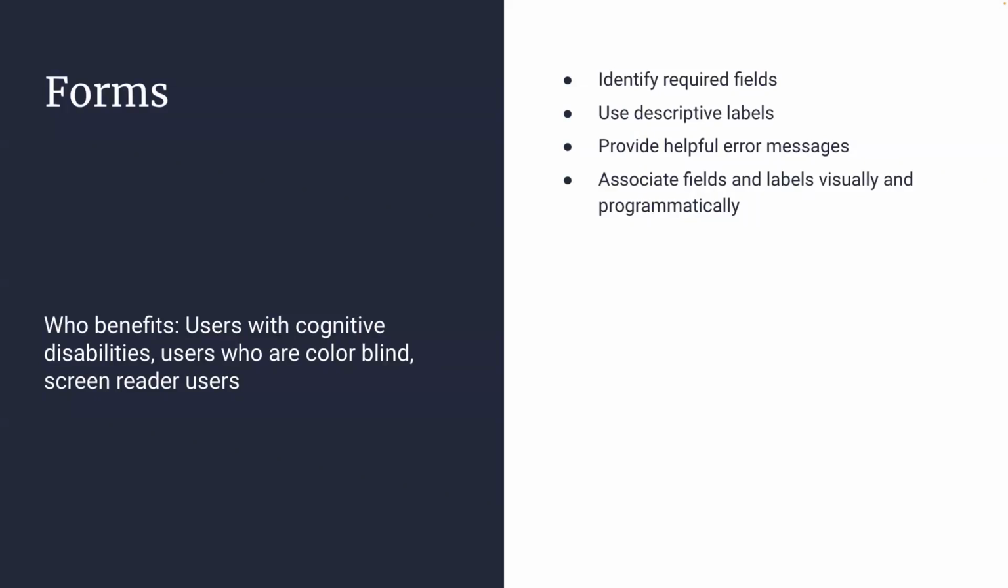For the coders, make sure field labels are programmatically associated with their fields. And for the designers, make sure there isn't too much empty space between labels and fields. A user with cognitive disabilities might have difficulty connecting the label to the field otherwise.